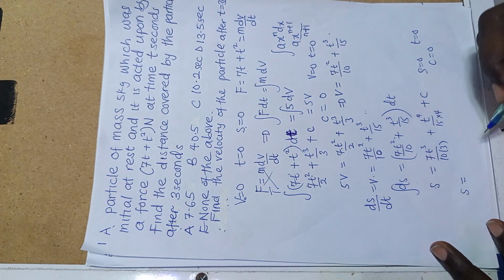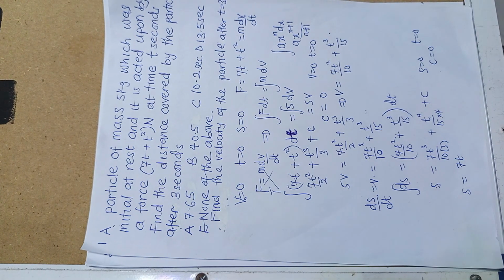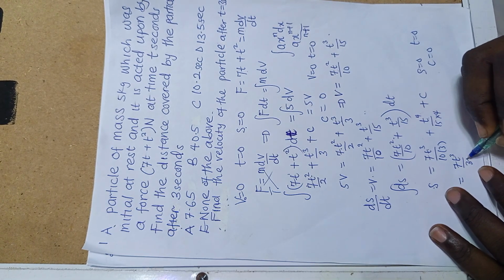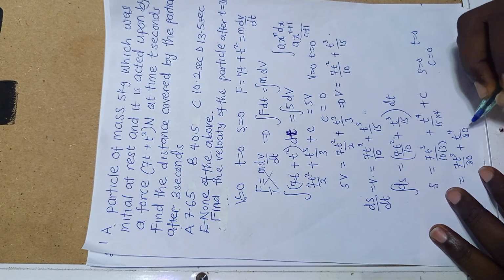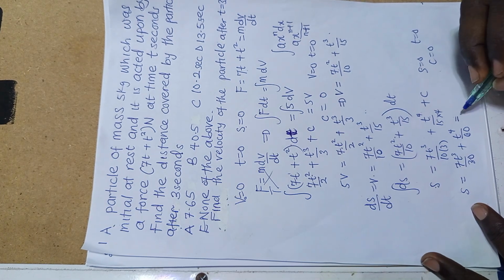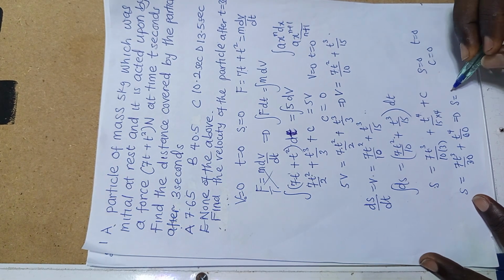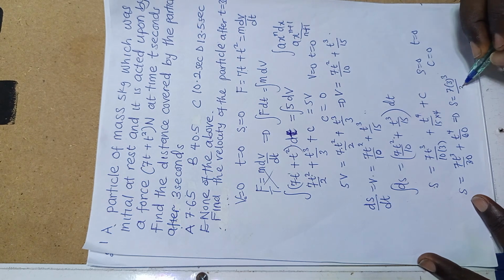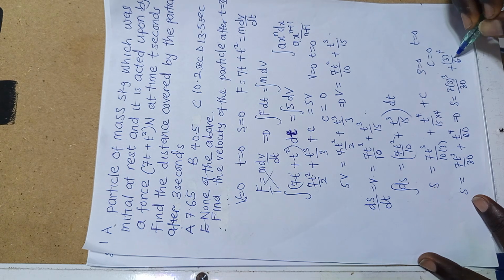So the final answer is S equals 7t cubed over 30 plus t to the power 4 over 60. That's what I want to have. Then what I want to do now is to substitute when t equals 3 seconds. So what will our S be? It is 7 times 3 cubed over 30 plus 3 to the power 4 over 60.